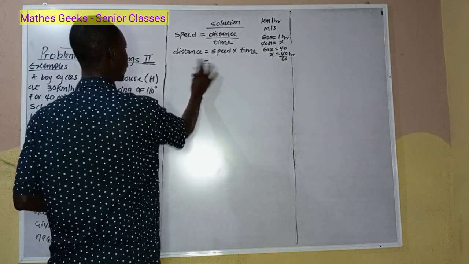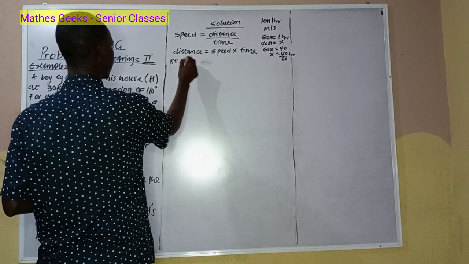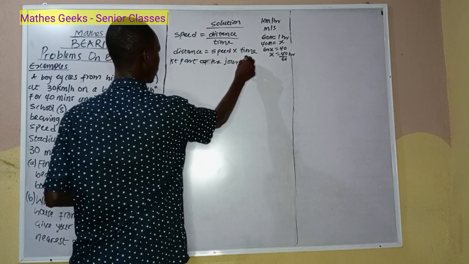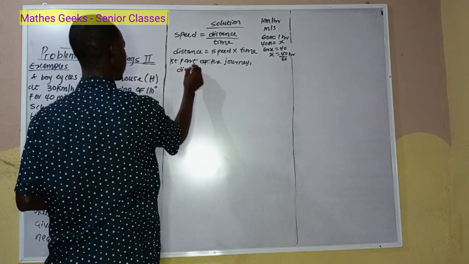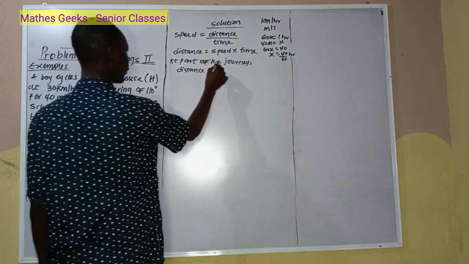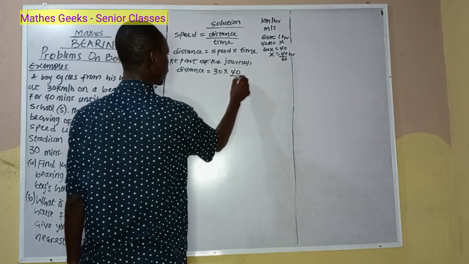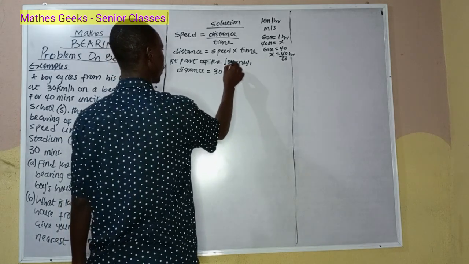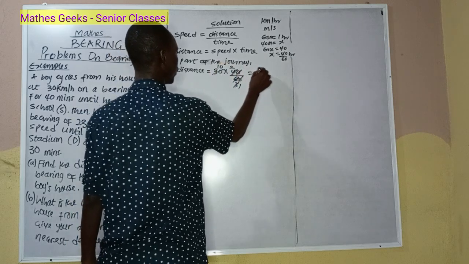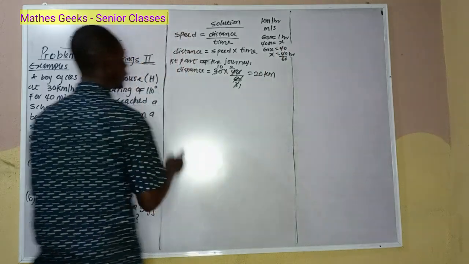Okay, so for the first part of the journey, distance is equal to speed, which is 30, times 40 over 60. That gives 10 times 2, 20 kilometers. Once your time is in hours, your distance is in kilometers.